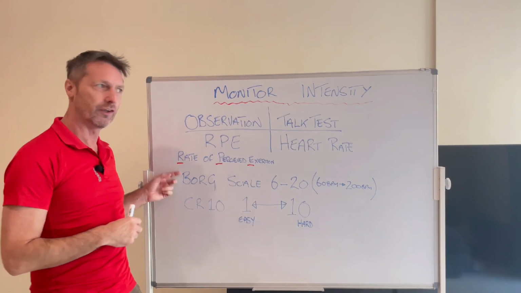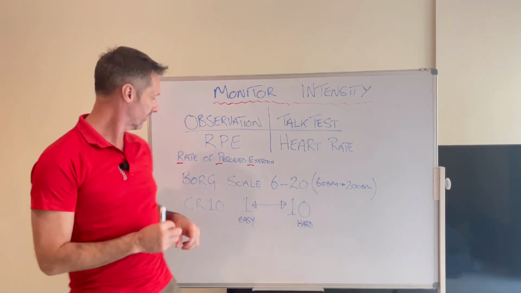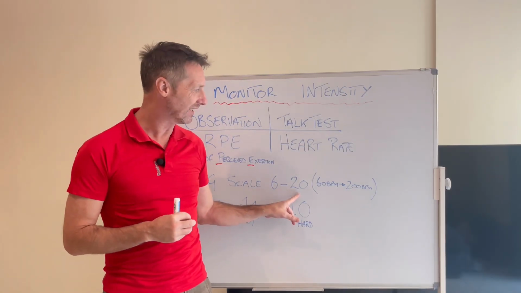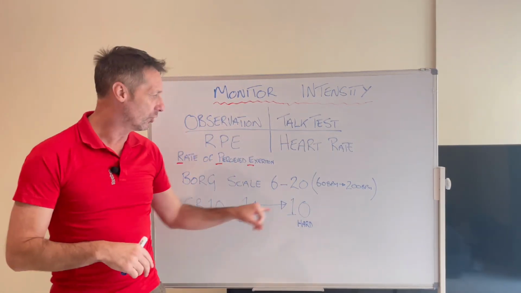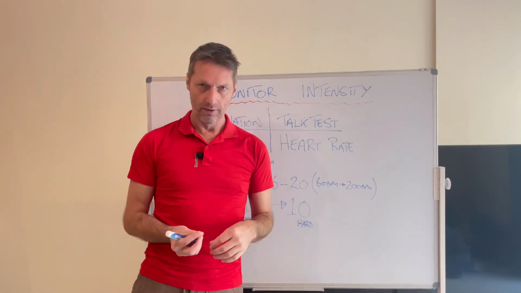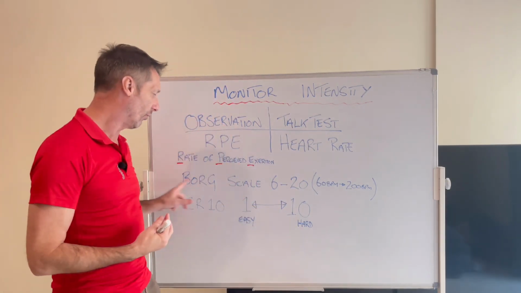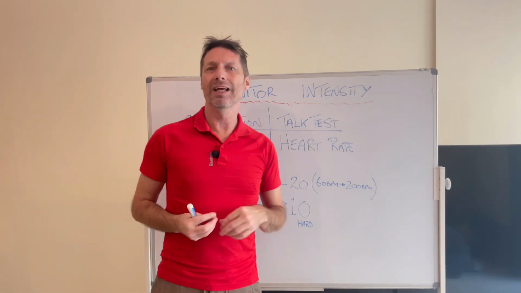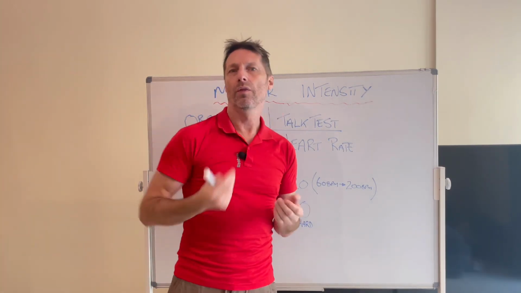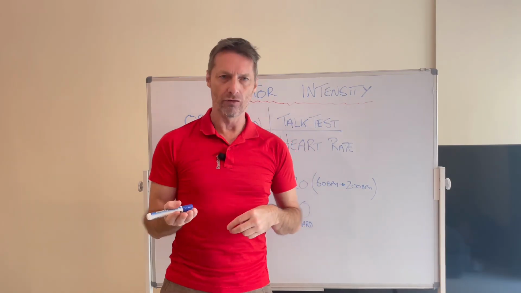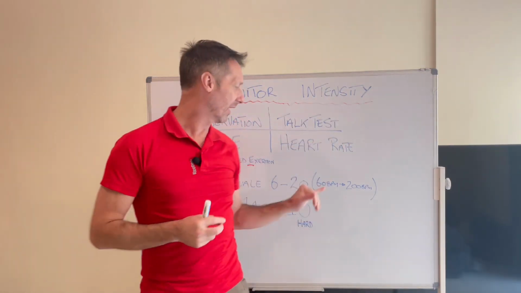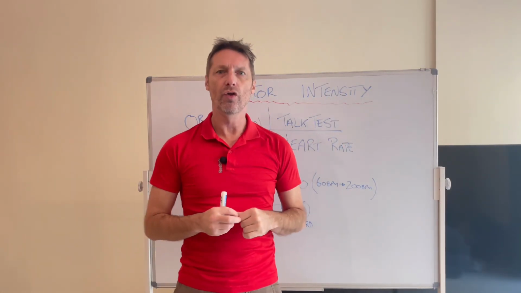So we've got 2 different RPE scales. I can use what we call the Borg scale, which is numbers between 6 and 20. And that roughly equates to 60 beats per minute all the way up to 200 beats per minute. So if I ask my client on the Borg scale, well, give me a number between 6 and 20, and they tell me 10, I know they're working slightly harder than they are at rest. If they say to me, I'm working 17, then I would expect them to be working close to their maximum.